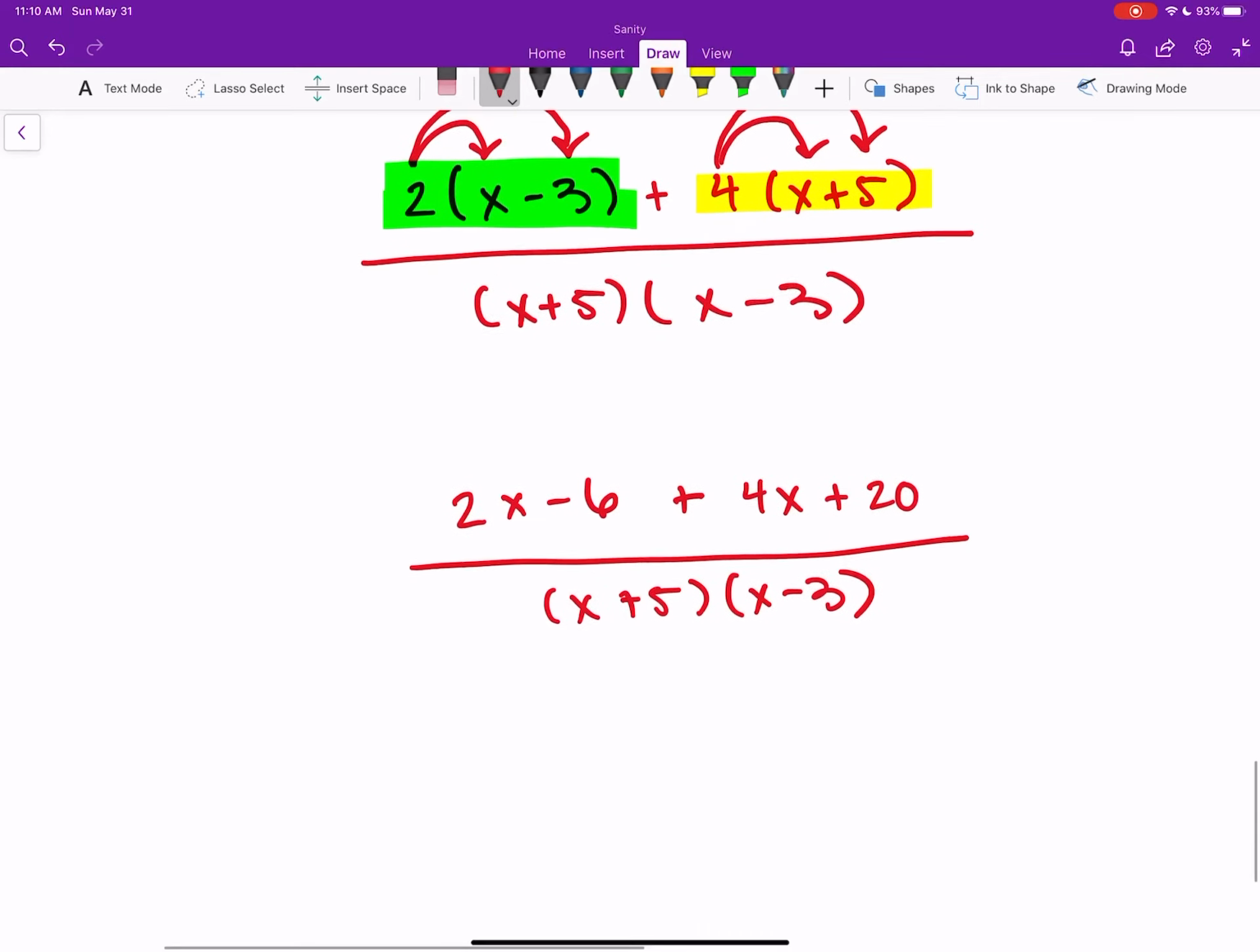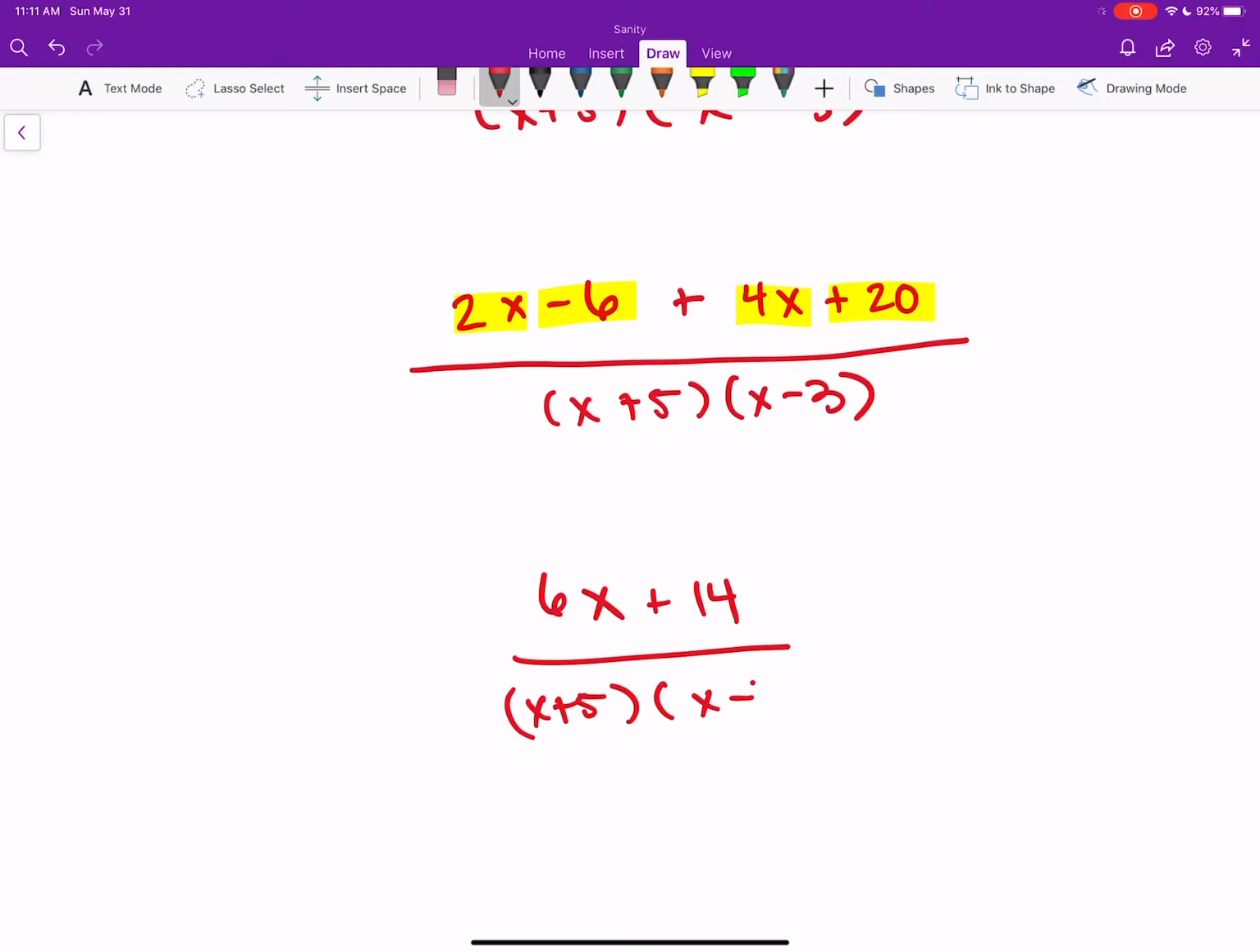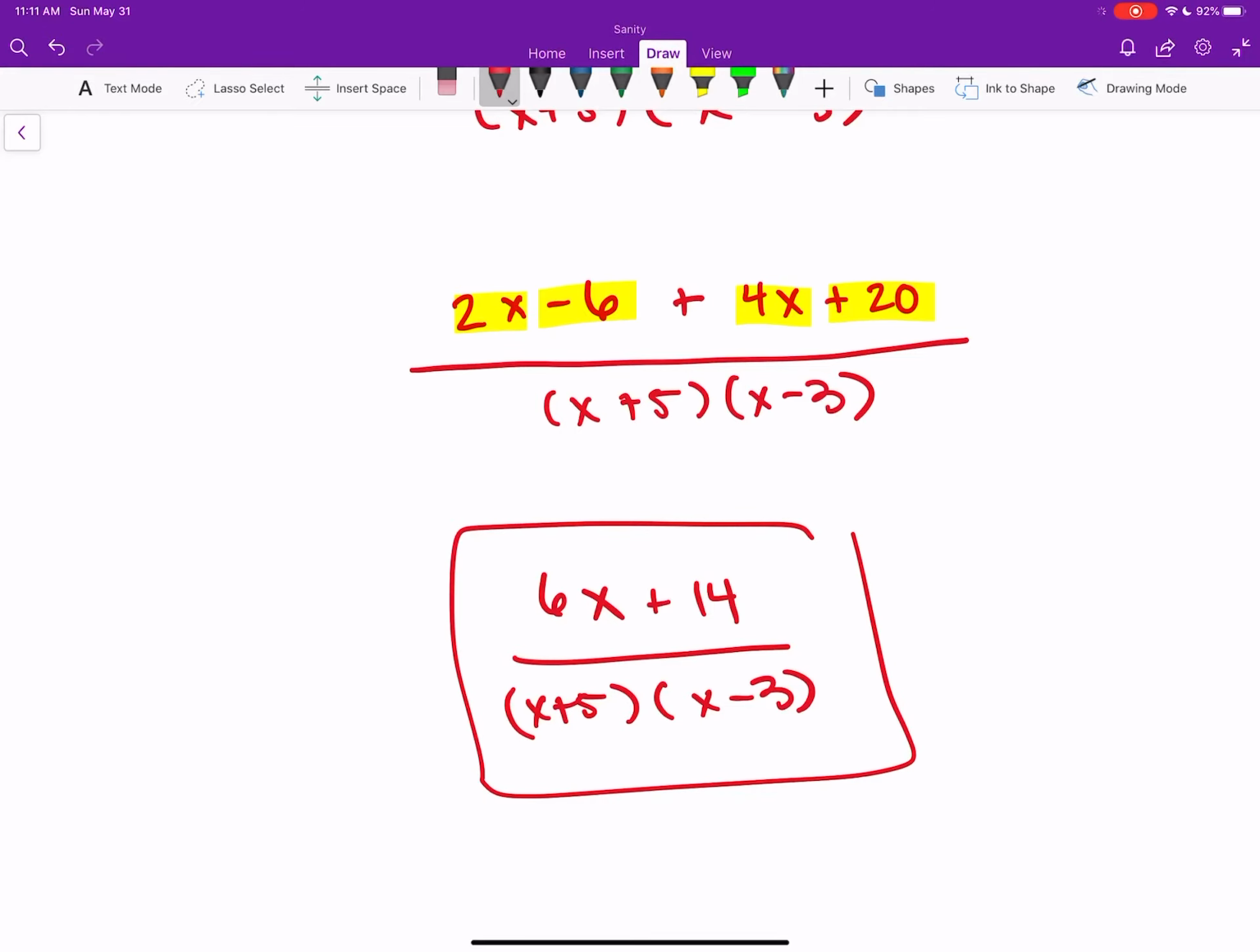And then we can simplify our like terms up top. So I have 2x plus 4x. Those are like terms in my numerator, so that's going to add and be 6x. I have negative 6 and positive 20, so adding those together gives me a positive 14. Still divided by x plus 5 times x minus 3. And you can just leave it here, that's totally fine as well. Simplifying down to something that looks a little bit nicer is fine.